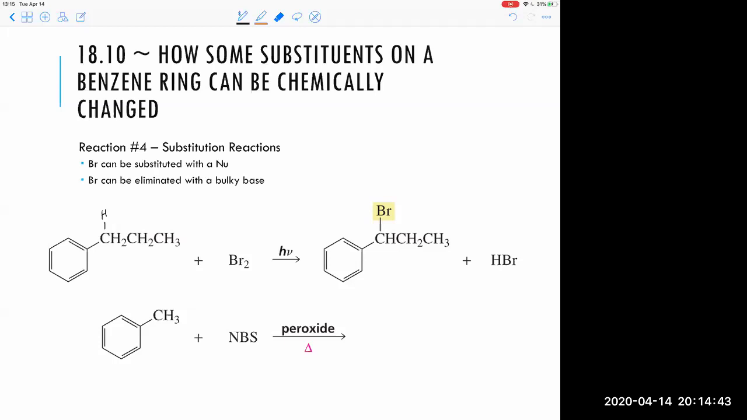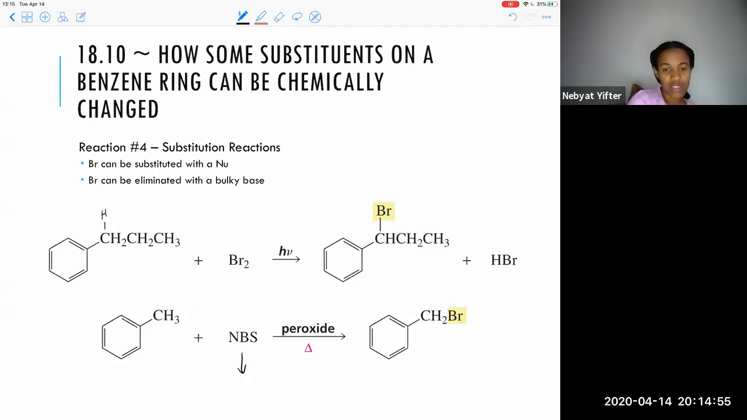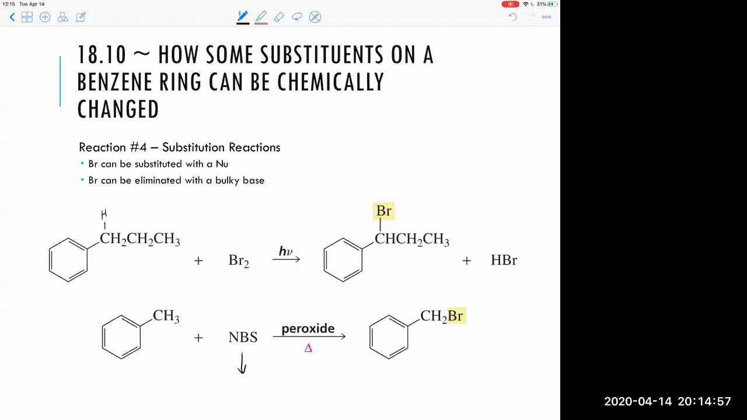NBS, we also learned about in that chapter. This is just another way to brominate. Does anybody remember what should come to mind when we hear NBS? It was kind of a weird one. No, not bang and base. NBS is just going to brominate, but let's remind everybody, this is how you would brominate the allylic carbon, the one removed from a double bond. That's what NBS is doing for you.